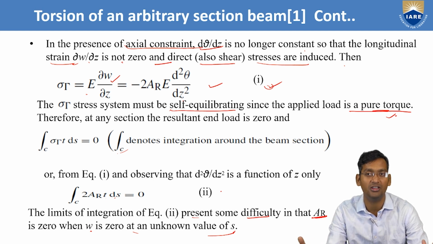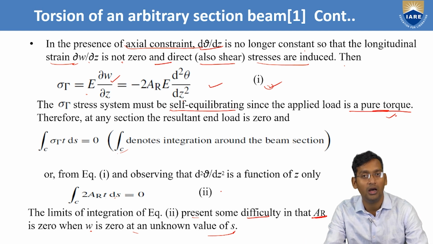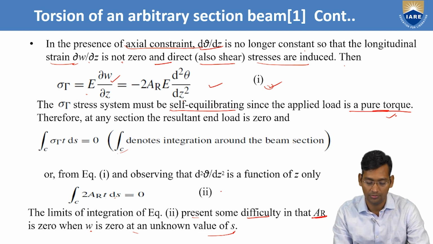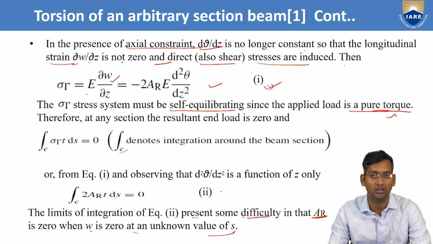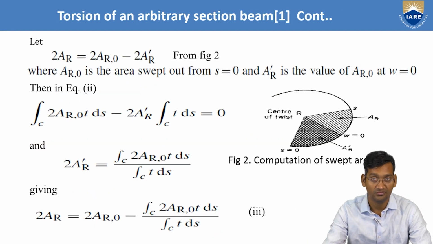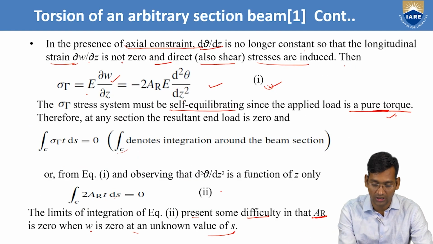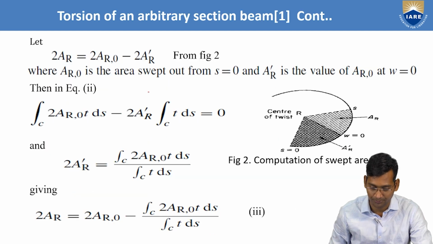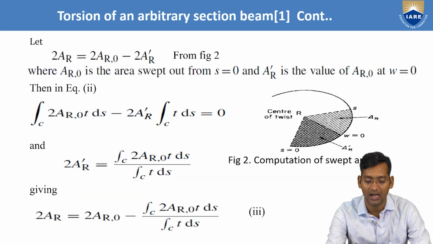So even if S is not there, that load is not there, then also AR is 0, which means that the wrapping will also be 0. So that's why choosing this limit is somewhat difficult. Now, what we are substituting here, this 2AR, let's find that one. So let 2AR be what we are finding.